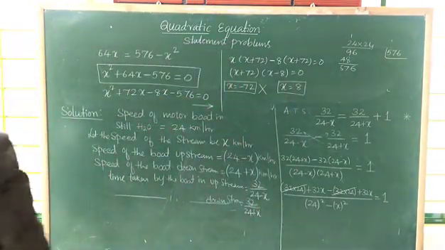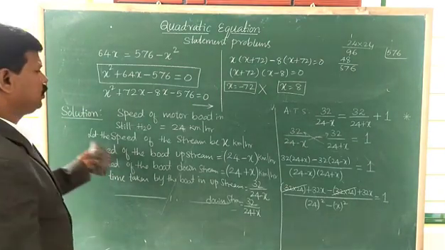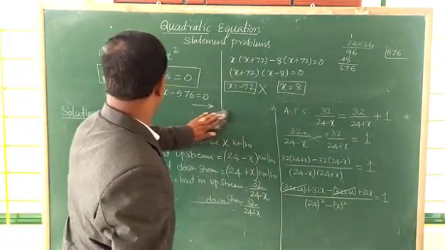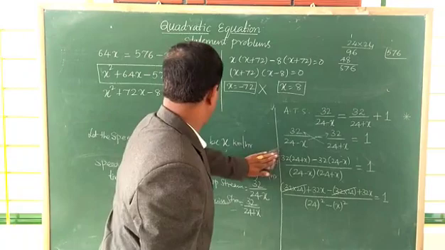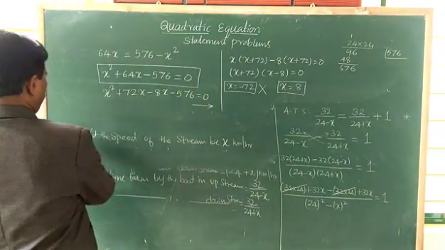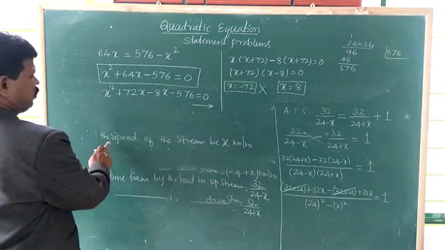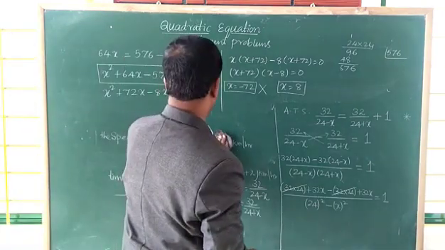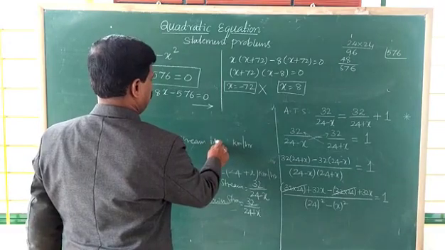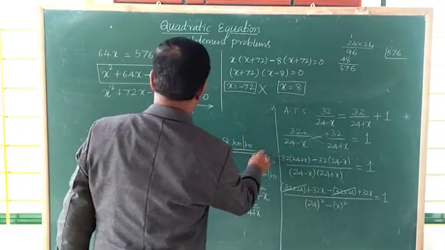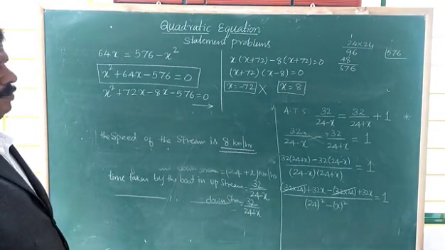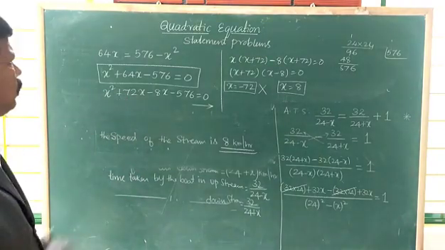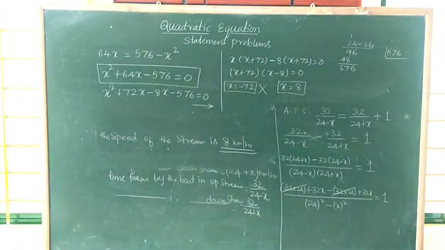Therefore, the speed of the stream is 8 kilometers per hour. Clear? This is regarding speed and time. Clear?